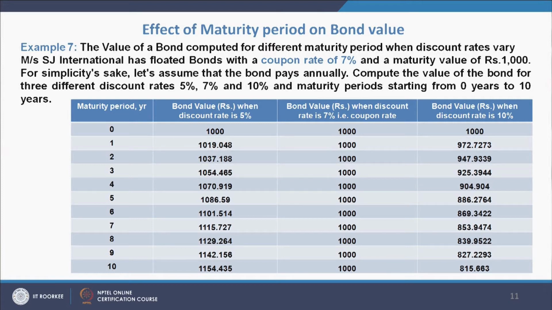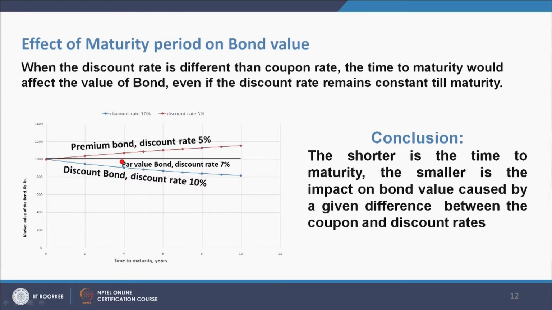Let us see the scenario for 10% discount rate. Here the value is decreasing. In the maturity period of 1 year it was 972.7273 and for the 10th year it is 815.663. So, the value is decreasing when I am increasing the maturity period. So, I get a plot like this. This will be a discounted bond, this is the par value. So, this will obviously be a discounted bond, and this is a premium bond when the discount rate is 5%. Now, they change like this.